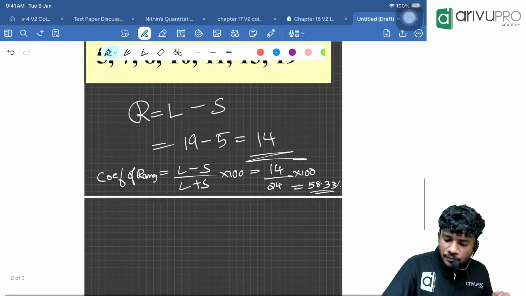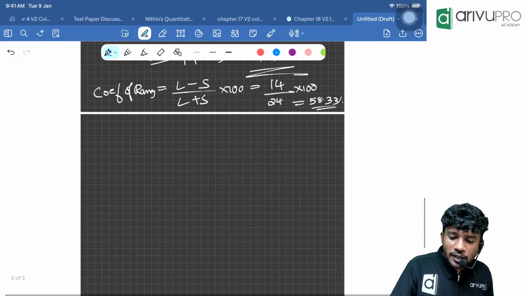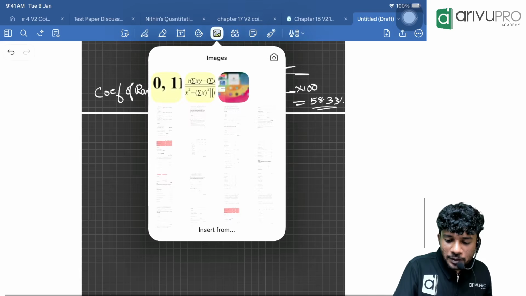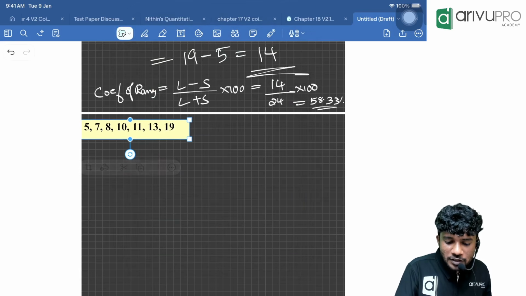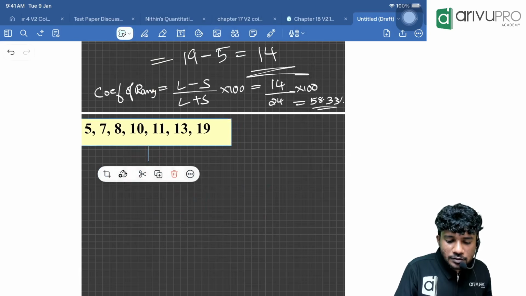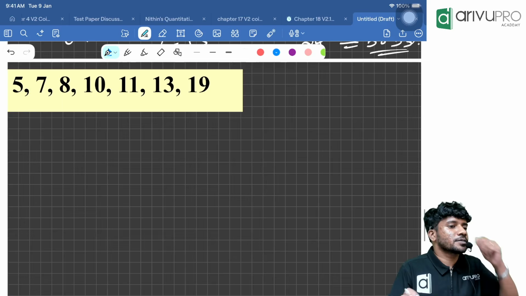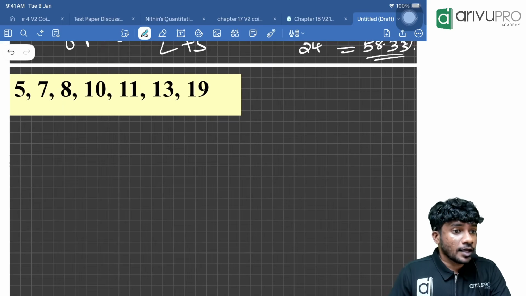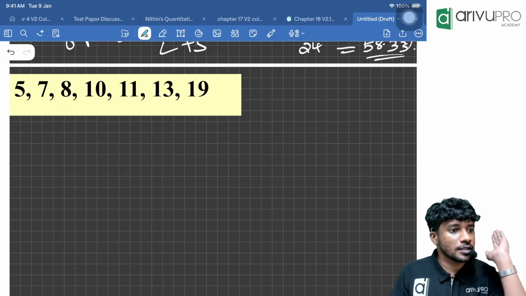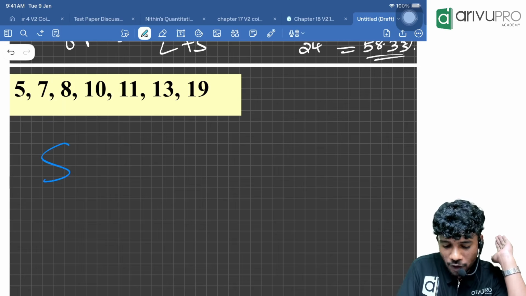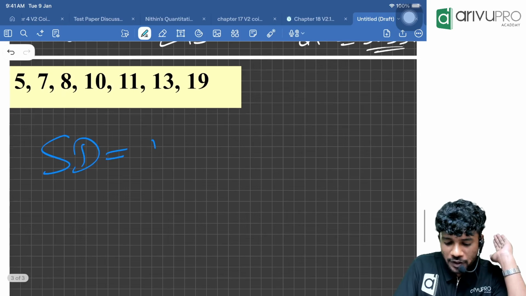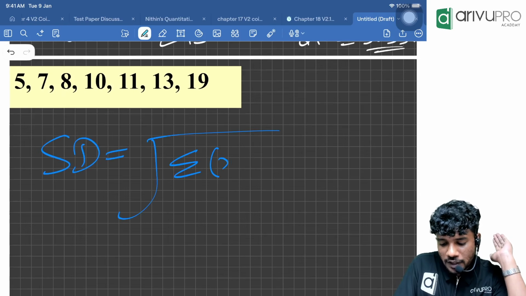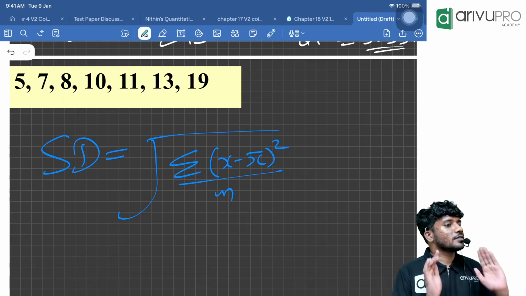Once that is done, we need to do another thing. What is the third one we studied? Which was the third measure of absolute dispersion? Actually, our first measure of dispersion, the major one, is standard deviation. Many questions are based on standard deviation. What is the formula for standard deviation? Root of summation of x minus x bar the whole square divided by N. This was the formula.